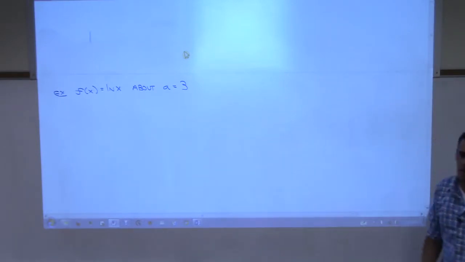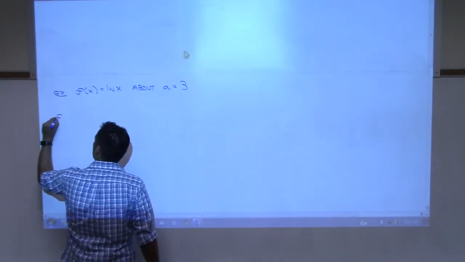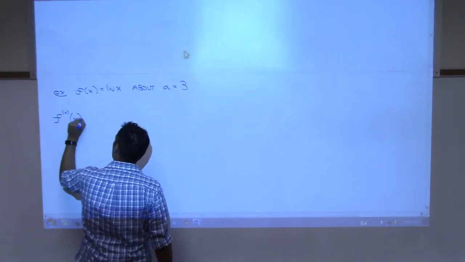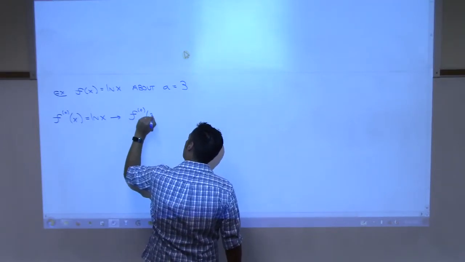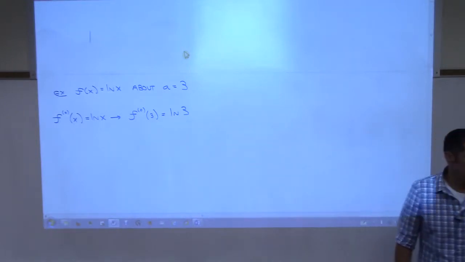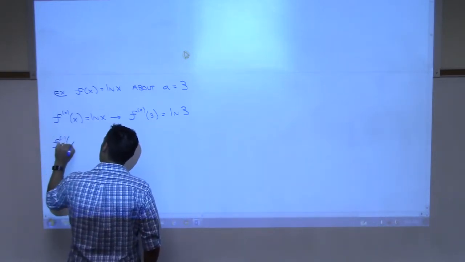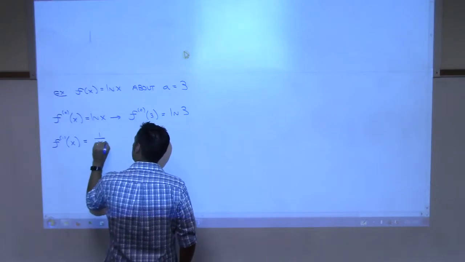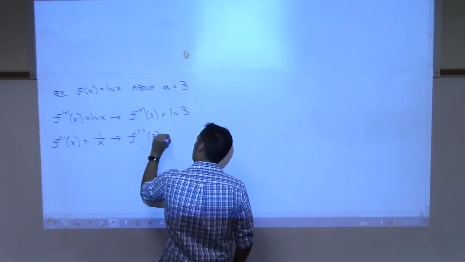All right, so we're just going to start taking derivatives, right? And then plugging what into those derivatives? 3. And then try and see if we can find a pattern. So we take the 0th derivative, which is just ln x itself, plug in 3 into that, and we get ln 3. It's definitely going to change, isn't it? The first derivative of this is 1 over x. And when we plug in 3 into this, we get 1/3, don't we?